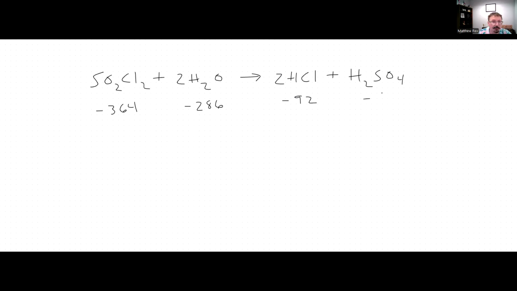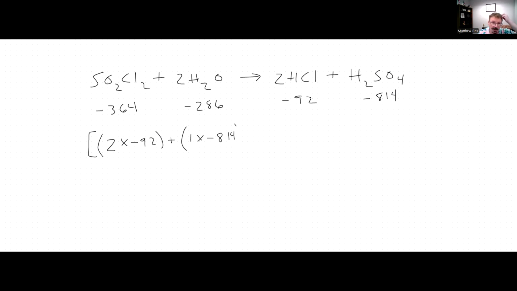And so in this case, we're going to do products minus reactants. So we'll start with the HCl. We have 2 of those, so we're going to take 2 times -92. And then we have one more product, H2SO4. We only have 1 of those, so we'll multiply that -814 by 1.